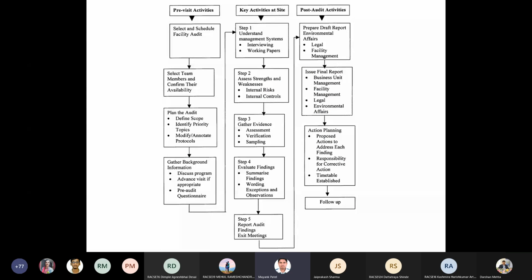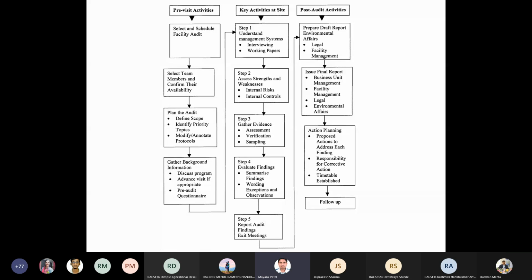You prioritize the topics, and whatever information you require for your knowledge, that background information you will gather. Then you also prepare the pre-audit questionnaire. In most cases you are coming, so they will also be ready to answer you if you have any needs. So these kinds of activities are considered under pre-audit activity or pre-visit activity.